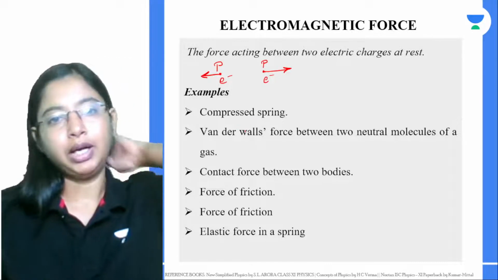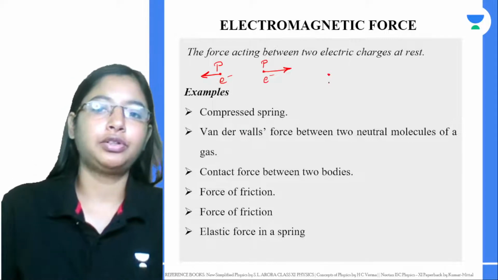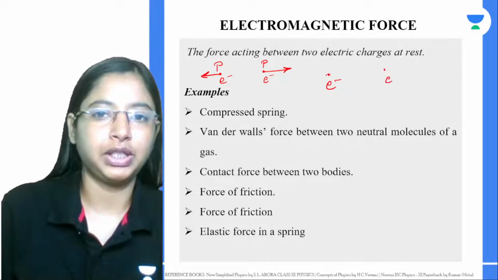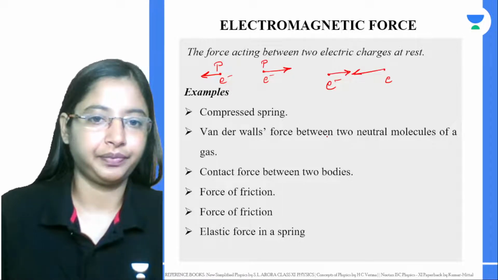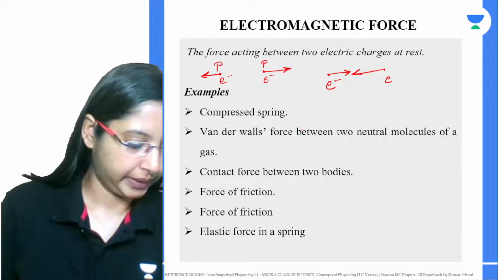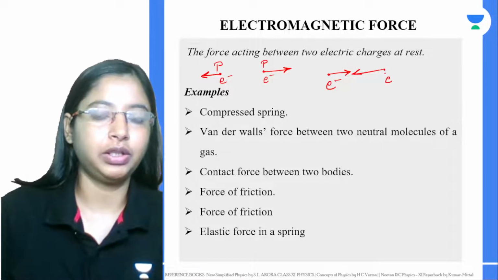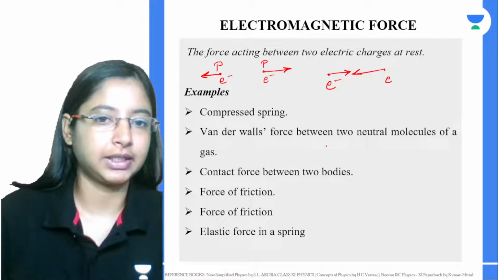Now, in case you have an electron and a proton, these two charges will attract each other. So these are the different ways in which the forces act between them.